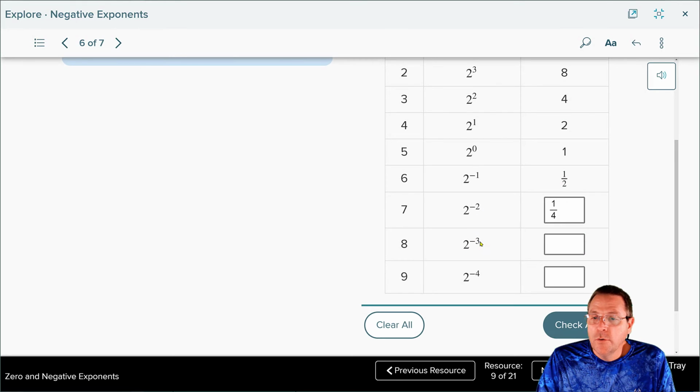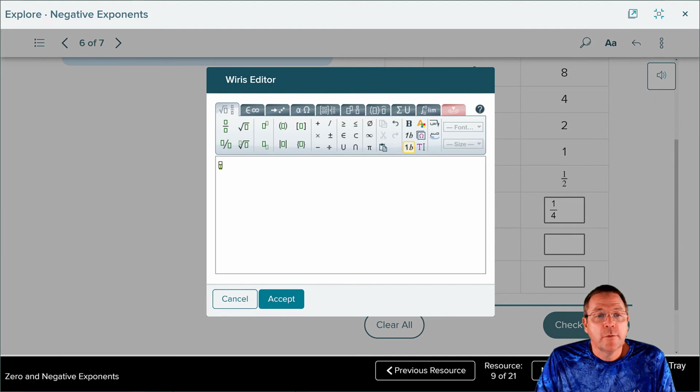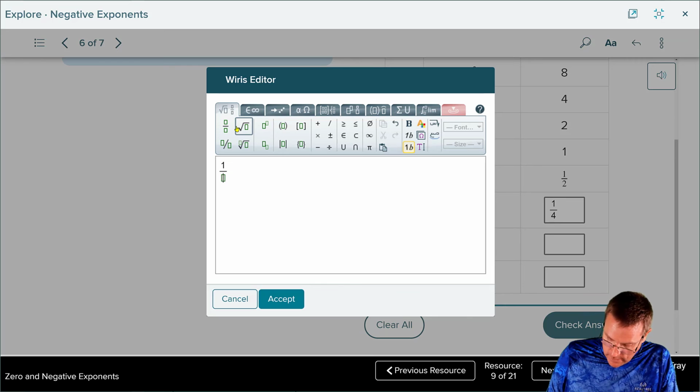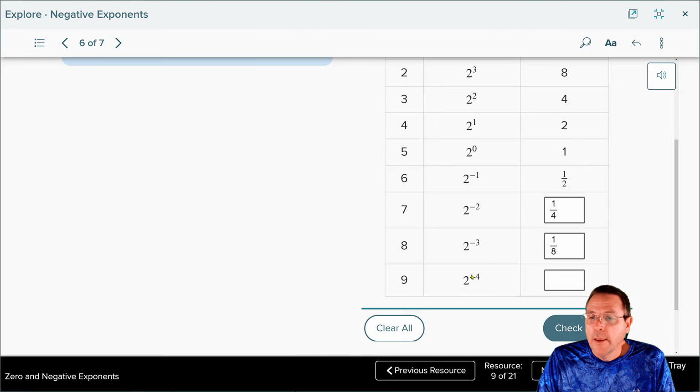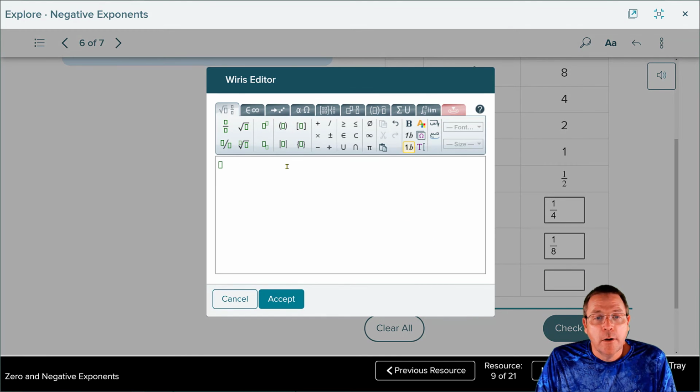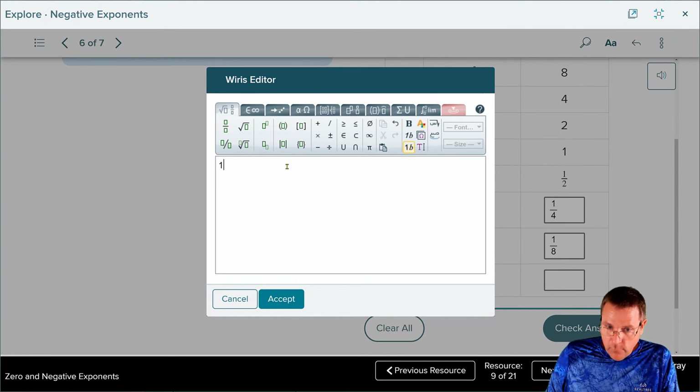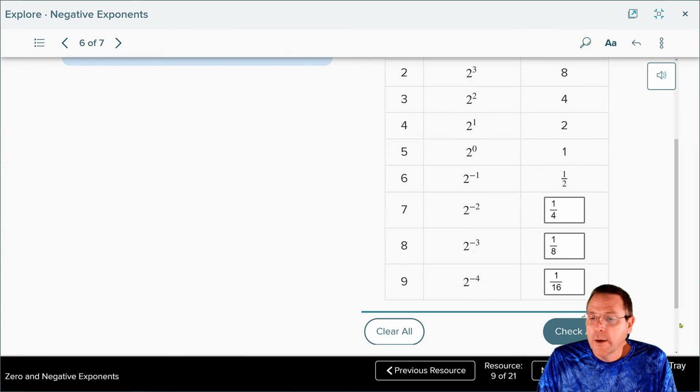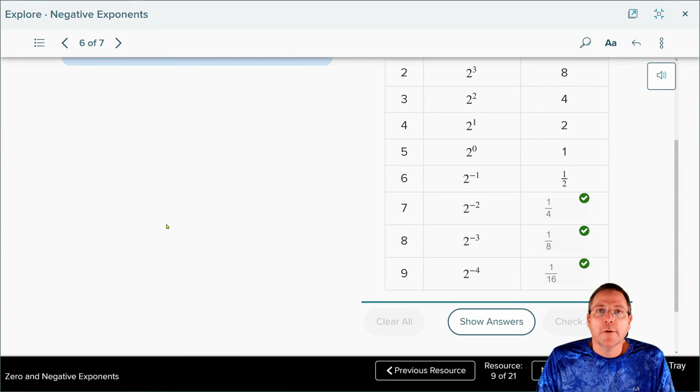Next we have 2 to the negative 3. Well, that one is going to end up being 1/4 divided in half. That will be 1/8. And then 2 to the negative 4, well, that's going to end up being half of 1/8. That will be, whoops, need to get my fraction bar going here, 1/16. From there, we hit check, and all of those answers are good. And you can see that the more negative our exponent gets, the smaller our value is going to be.